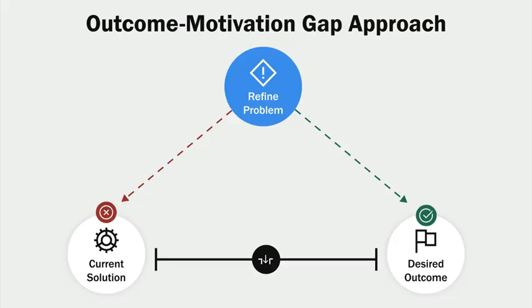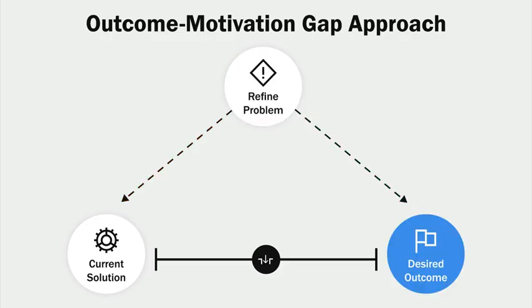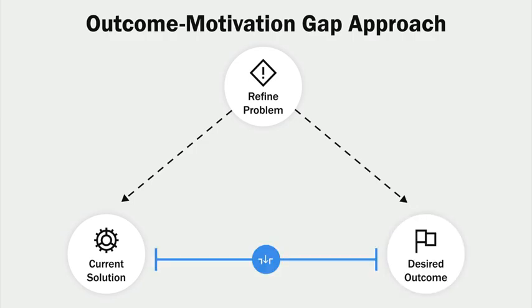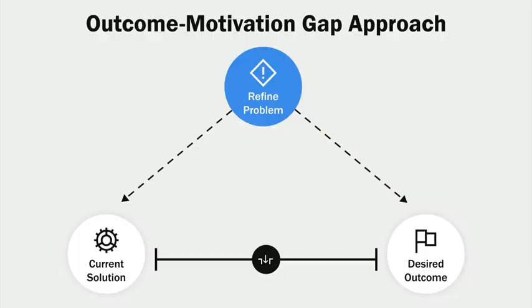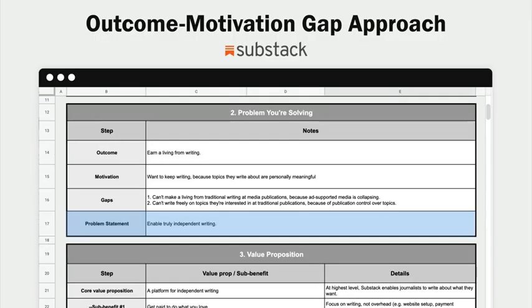Finally, armed with the understanding of why your users want an outcome and why current solutions fail, refine your framing to the problem you're solving. By factoring in your audience's desired outcome, why they want it, and what's missing from current solutions, you get a much more nuanced understanding of the problem. For example, Substack now knows their goal is not just to create a good writing platform, but rather to solve the historical problems around monetization and control faced by professional journalists. Accordingly, Substack's refined problem statement would be to enable truly independent writing.